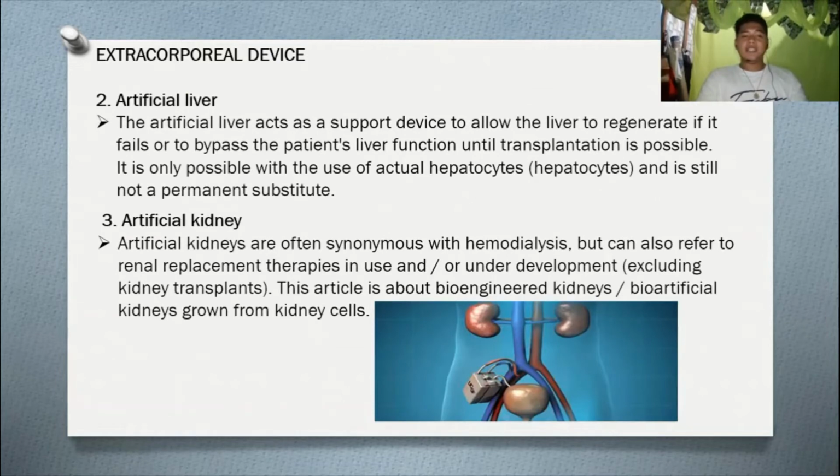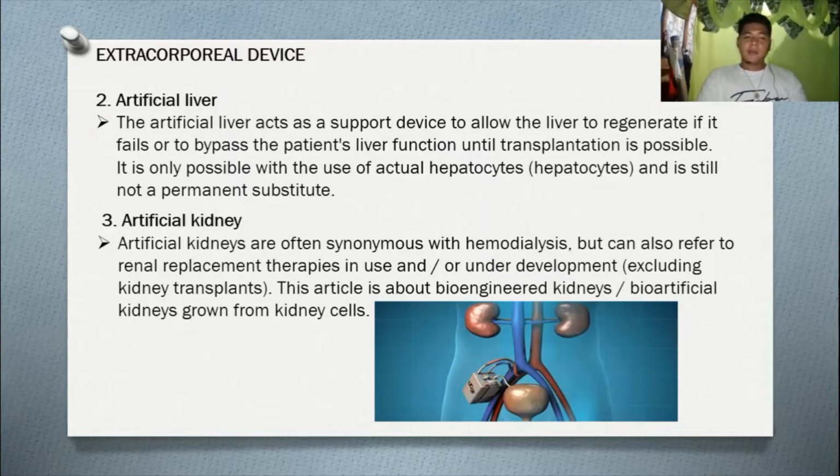The next example is artificial liver. The artificial liver acts as a support device to allow the liver to regenerate if it fails, or to bypass the patient's liver function until transplantation is possible. It is only possible with the use of actual hepatocytes and is still not a permanent substitute.